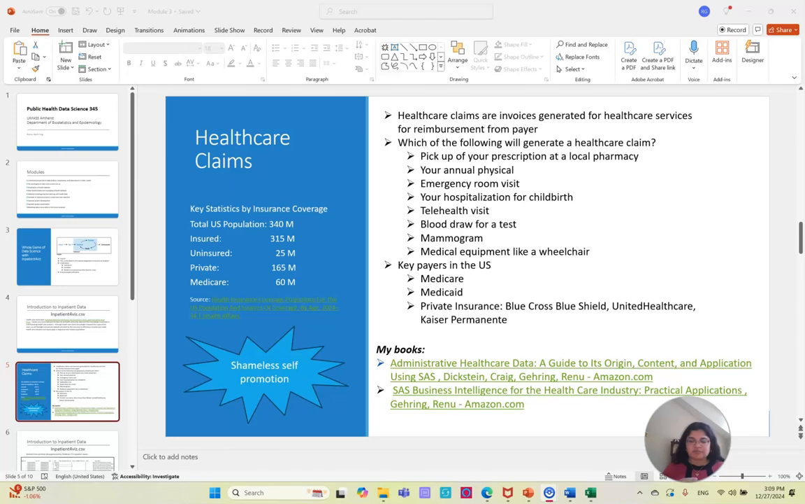invoices for healthcare services rendered by a provider, so by a pharmacist, by a physician, by a lab technician, by an X-ray technician, for patients. These invoices are generated because the purpose is to get paid. And who is paying for them? Well, if you don't have insurance, then it's self-pay. But about 90% of Americans do have health insurance, and so then the payer is the health insurance.